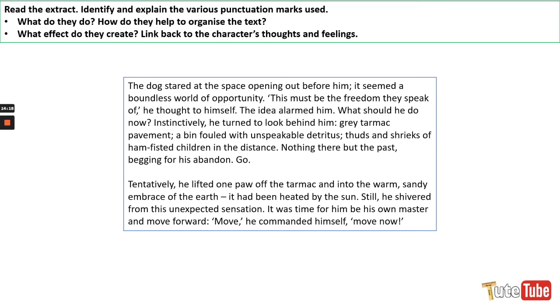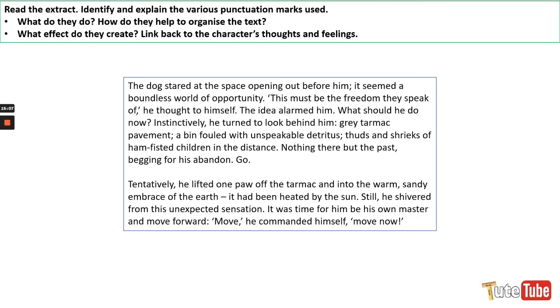The dog stared at the space opening out before him. It seemed a boundless world of opportunity. This must be the freedom they speak of, he thought to himself. The idea alarmed him. What should he do now? Instinctively, he turned to look behind him. Grey tarmac pavement, a bin fouled with unspeakable detritus, thuds and shrieks of ham-fisted children in the distance. Nothing there but the past, begging for his abandon.